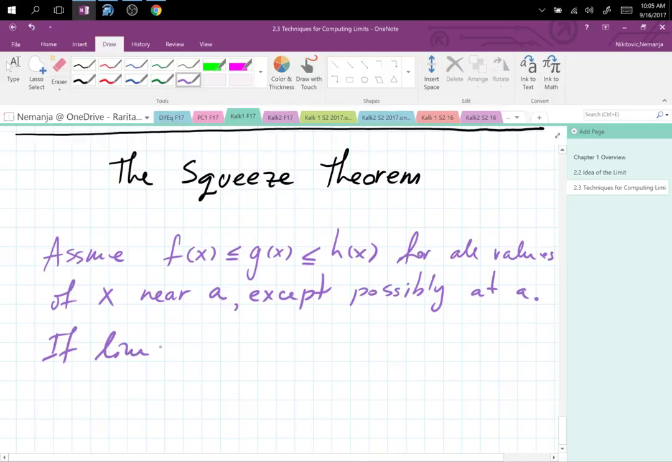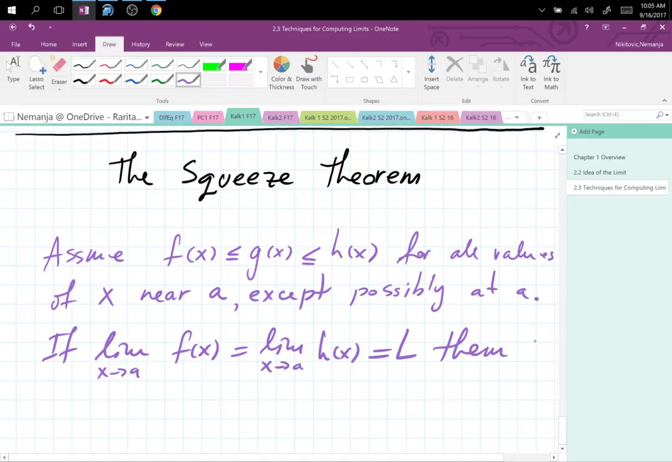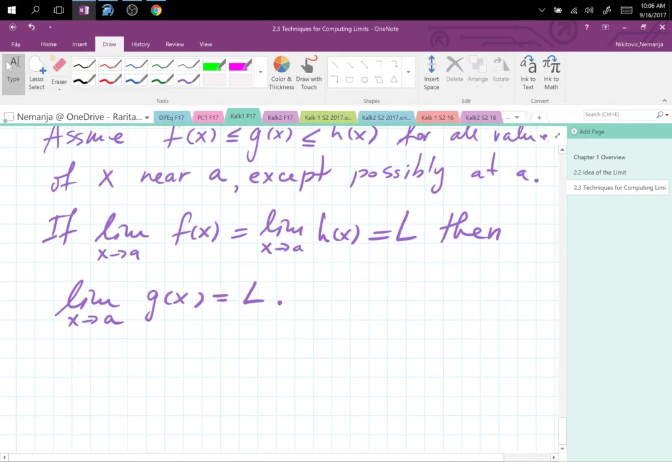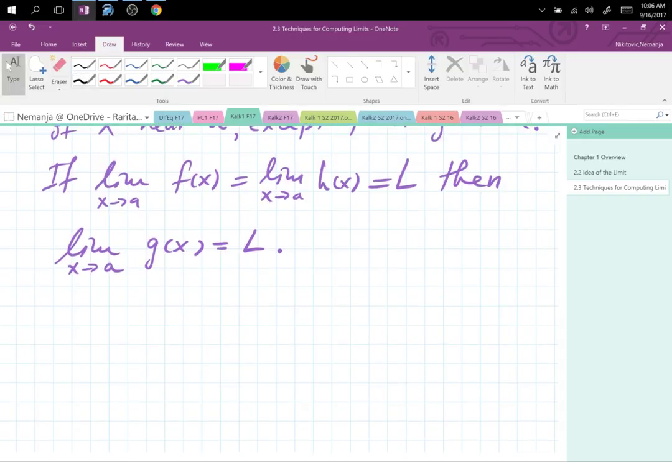If the limit as x goes to a of f of x is equal to the limit as x goes to a of h of x, and let's say some number L, then the limit of the sandwiched function g of x is also going to be L. Now let's take a look at an example of this, two examples or something.